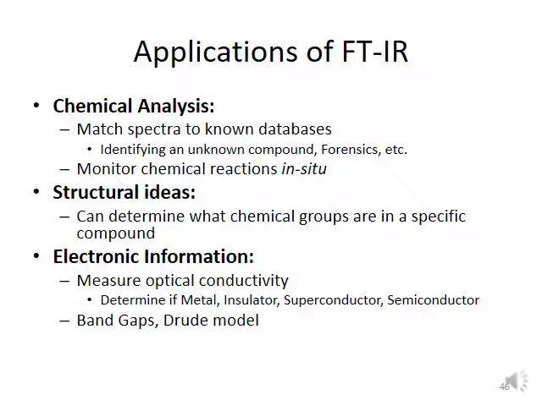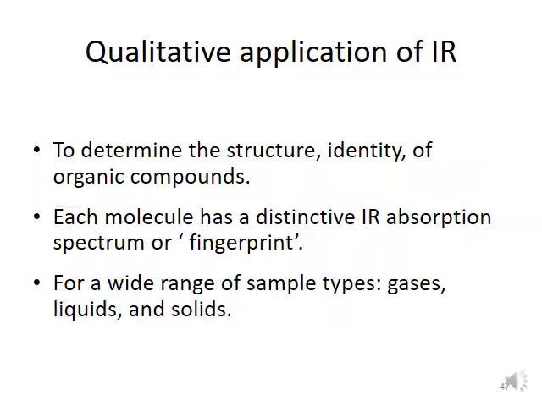Next is the electronic information. Basically, we measure the optical conductivity for an insulator, superconductor, metal, or semiconductor. So we can simply measure it. Other than that, we can also use the band gaps, and the Drude model.